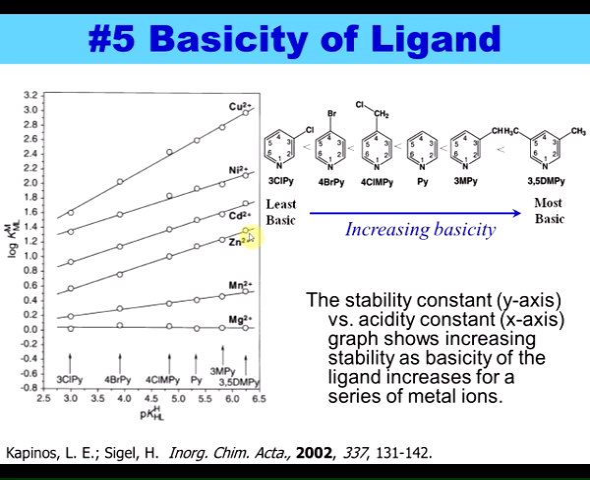So the stability constant on the y-axis versus the acidity constant on the x-axis, and the graph shows an increase in stability as the basicity of the ligand increases for a series of metal ions. And that's a general trend. So you can see all of these metal complexes, except the magnesium, see this increase.